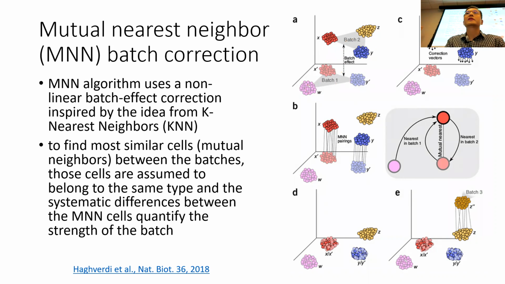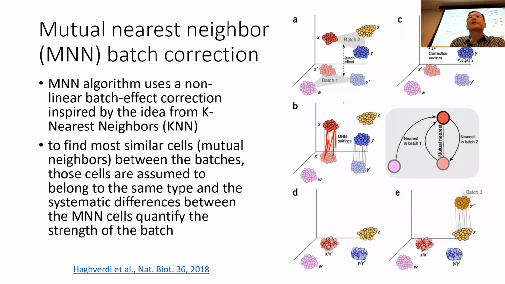If you start from batch 2, for example, you look at a cell and find its nearest neighbor. Then the other way around, you also find the nearest neighbor of the batch 1 data in batch 2. They call these mutual pairs of nearest neighbors. In the embedding space, they are closer to each other than to the other cells, so you can make a link between them.